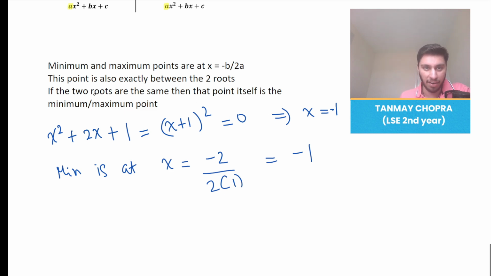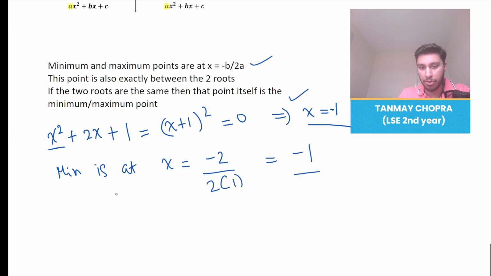So what have I said here? If the two roots are the same, which is the case here, then that point itself is the minimum or maximum point. In this case, that's the minimum point, since the coefficient of x squared is positive. So you see, the third point is satisfied like that. And we also saw that the first point is satisfied, negative b over 2a. Now, what did I mean by this point being exactly between the two roots? In this case, I have repeated roots.